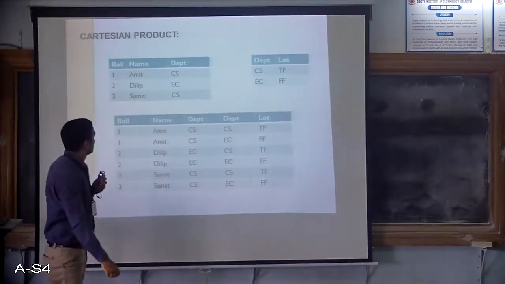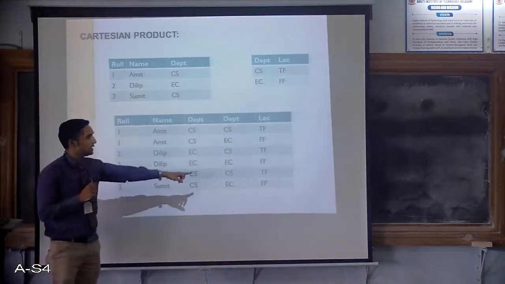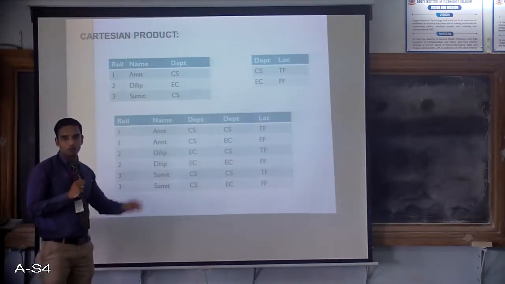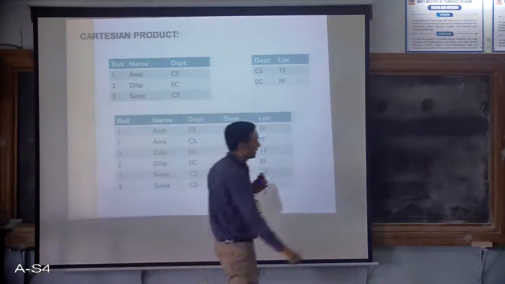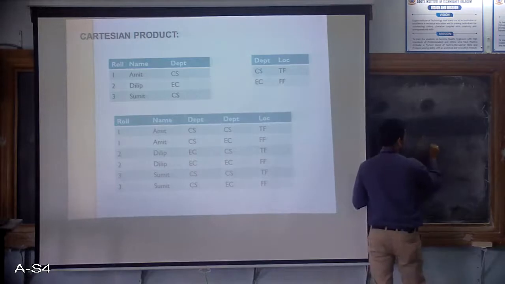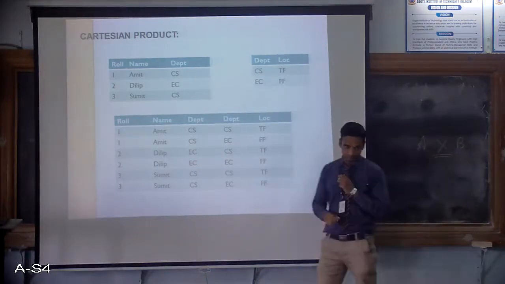3 Sumit CS, CS third floor. 3 Sumit CS, EC first floor. This is how I call it a matrix multiplication or Cartesian product. That is, we say it as A cross B. This is a notation for Cartesian product.